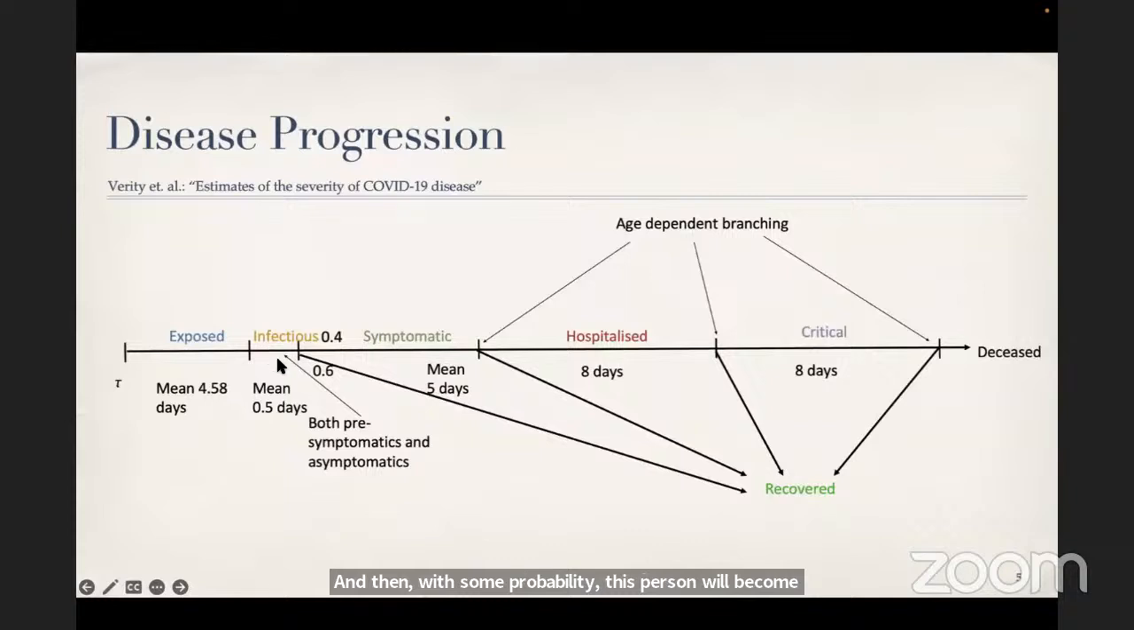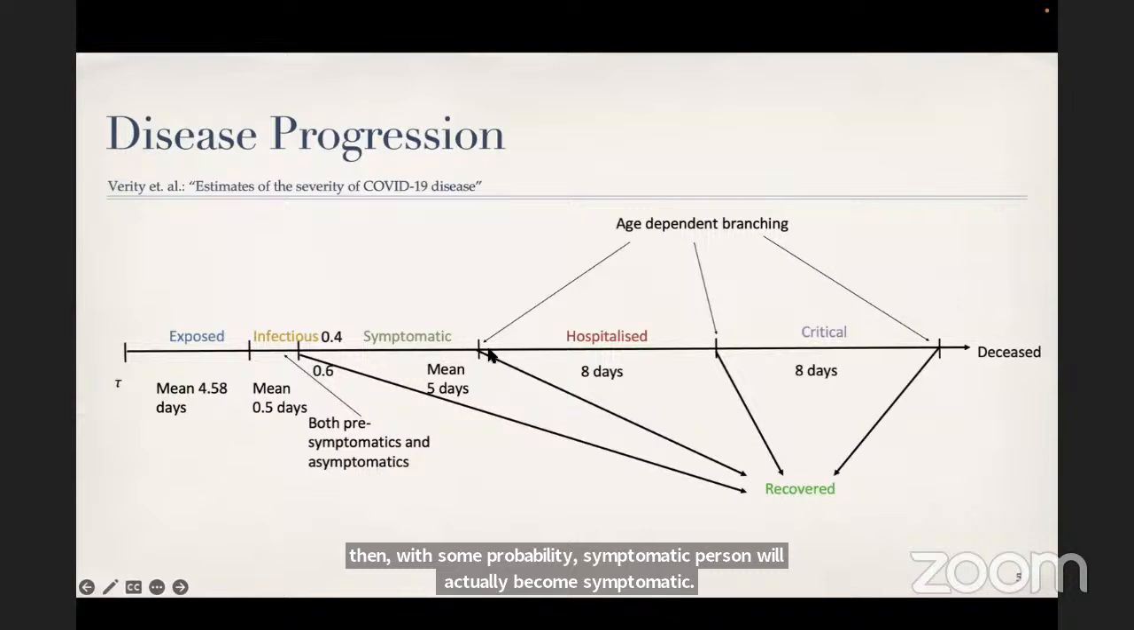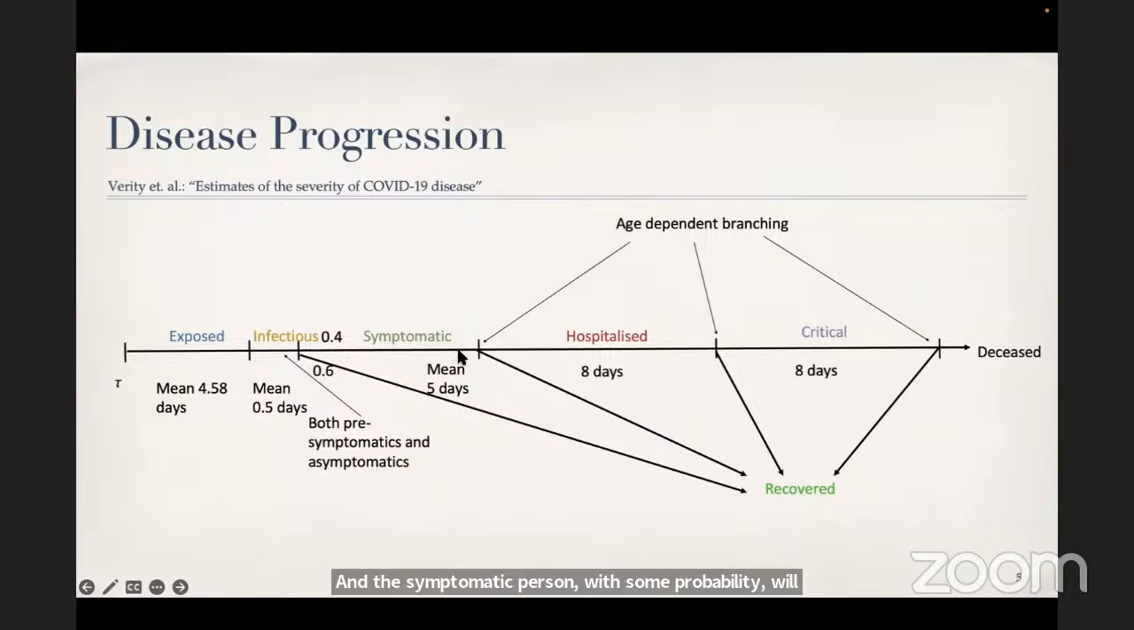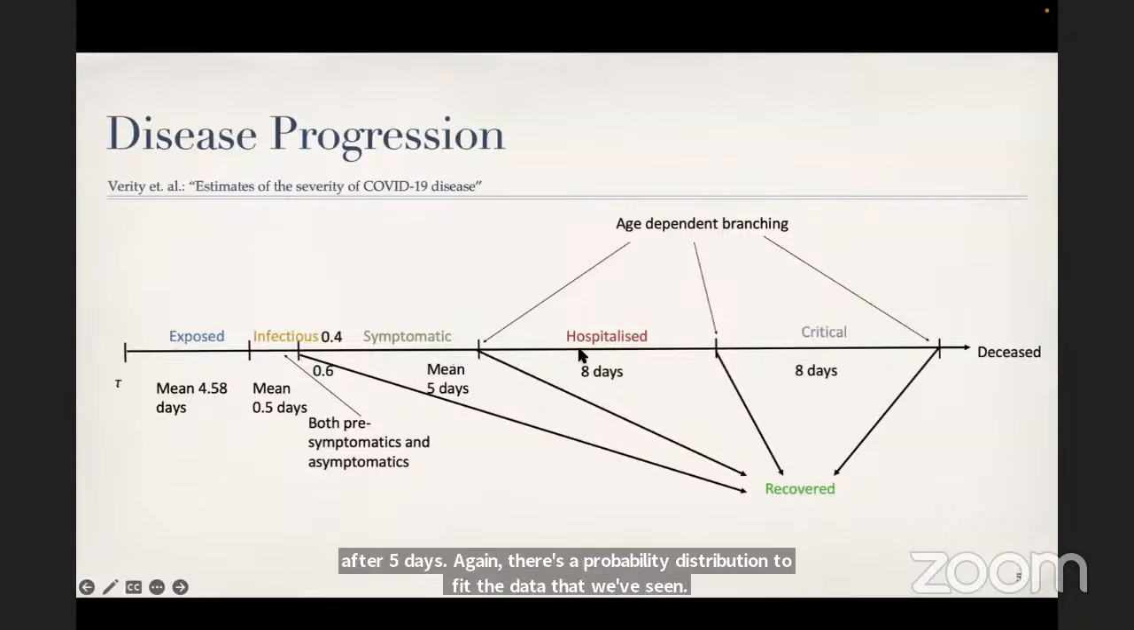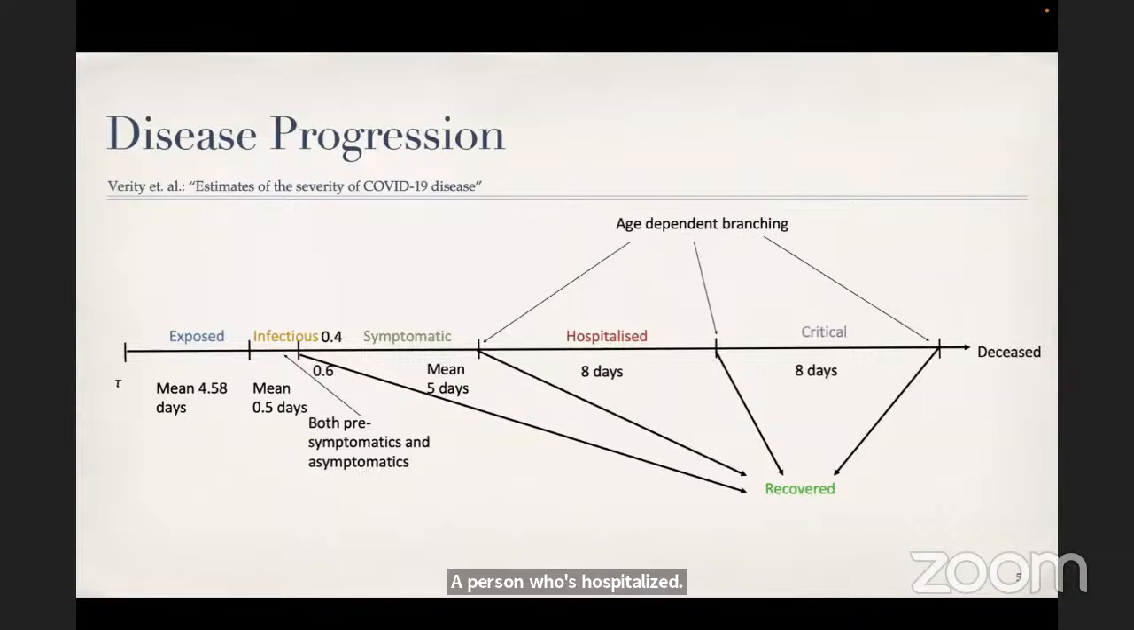Well, first it will become infectious, but it will be pre-symptomatic. And then with some probability, this pre-symptomatic person will actually become symptomatic. And the symptomatic person with some probability will get hospitalized, and this will happen on an average after 5 days. Again, there's a probability distribution to fit the data that we've seen. A person who's hospitalized will stay on an average 8 days, but again, a probability distribution.